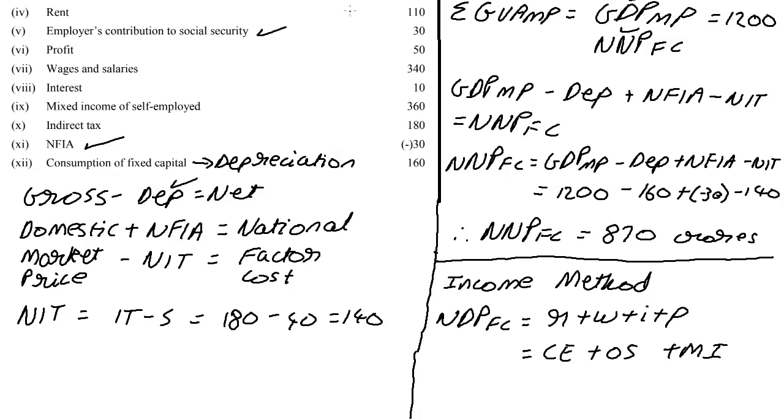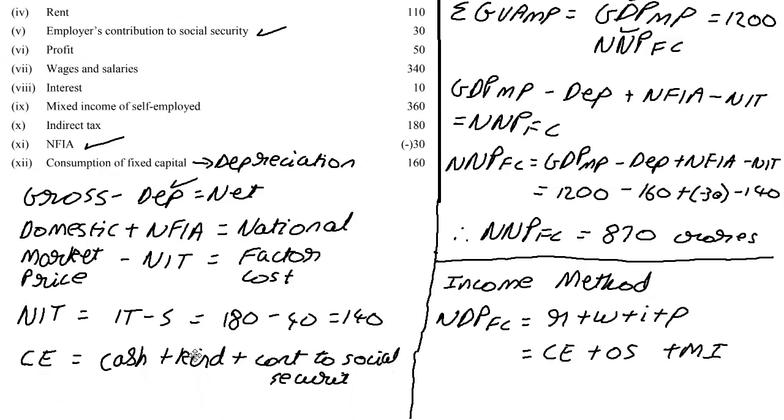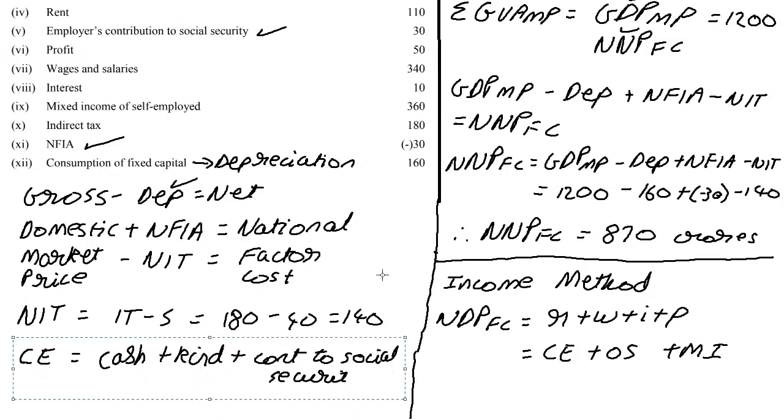We have rent given to us as 110. We have employers' contribution to social security, profit, wages, salaries, interest, mixed income of self-employed. Now the moment you see so many of them, try as far as possible to stick to one of these two formulae. Worst case scenario, mix, but try and stick. So if we were to think of a sub-formula for compensation to employees, that would be anything and everything given by the employer to the employee in the form of cash, kind, and contribution to social security.